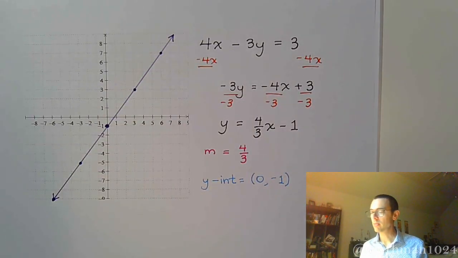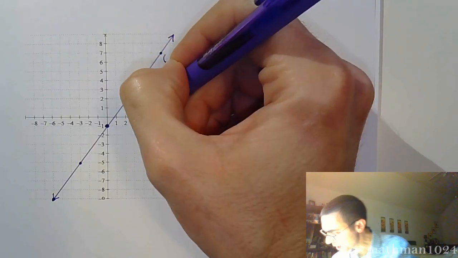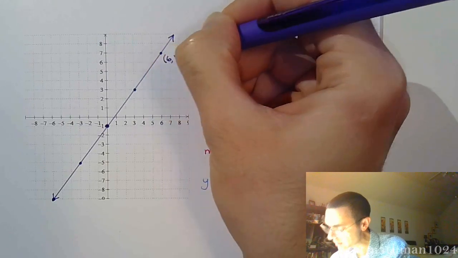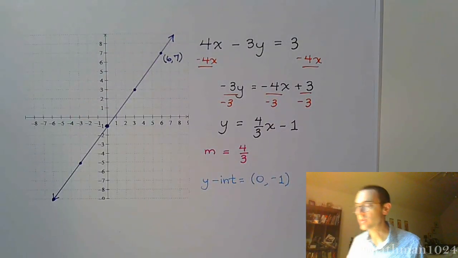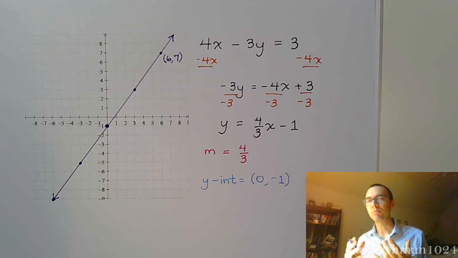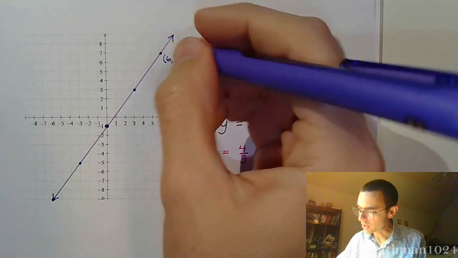Now I said that any point that's on the line should be a solution to the equation. Okay, so let's look at this guy right here. This is the ordered pair, let me see, that is (6, 7). Now I maintain that this is going to be one of the many, many solutions that we have for this equation. So it's worth our time to plug it in to check to see if it works out. Okay, so let's just check this real quick.